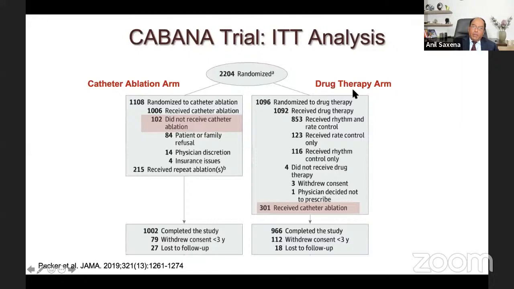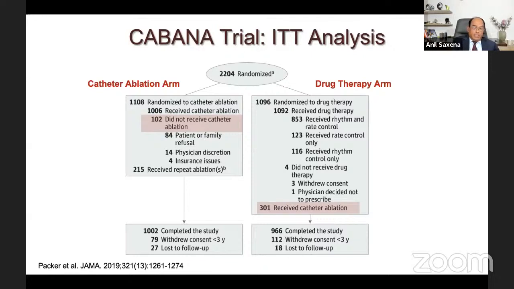And in the drug therapy arm, a lot of them in fact, 30% patients received catheter ablation, but they were analyzed with the patients of the drug therapy. So this is the convention, that we analyze our patients based on intention to treat. This has been so when we have had trials of angioplasty versus surgery or medical therapy versus surgery. Even in the medical therapy arm, 20% patients may undergo bypass surgery, but they are analyzed as if they are in the same arm, because we want to analyze on an intention to treat basis.